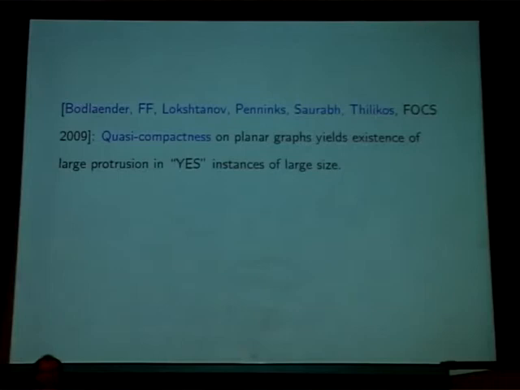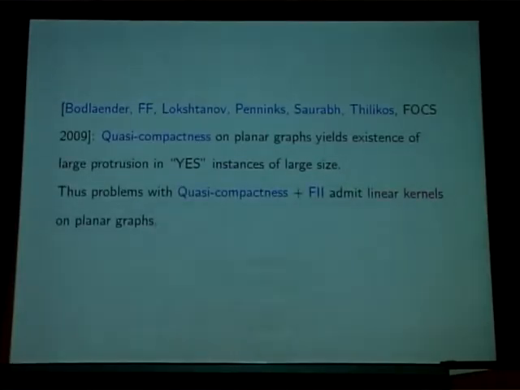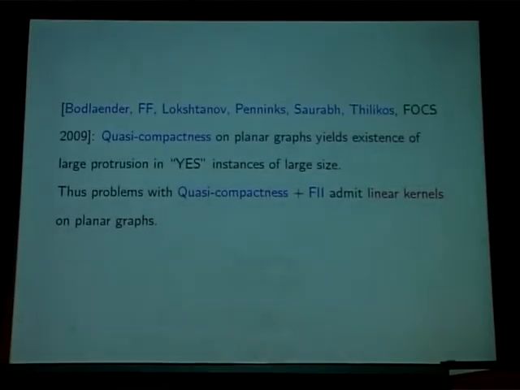This requires some work. It's not completely trivial, but as soon as we have this combinatorial result, immediately we have the first meta-algorithmic results, because if we have quasi-compactness and finite integer index, it means that we have a big protrusion. It means that we have a linear kernel in a graph. And also, with much harder work, it's possible to extend this result to graphs of bounded genus.